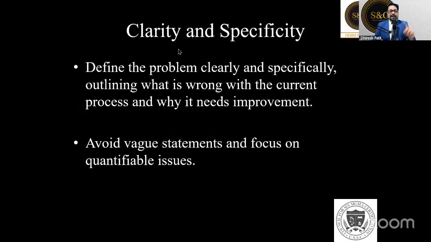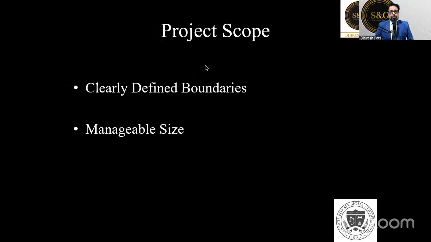Then we have seen clarity and specificity. It should be very clear. We should collect 1 year data. Accordingly, we have to craft our project. The scope of the project: set the boundaries. I gave the example of the attrition project. Don't take the entire organization attrition. Select the top attrition departments and define your scope. It should be manageable in size.